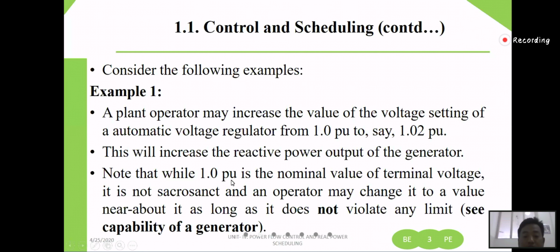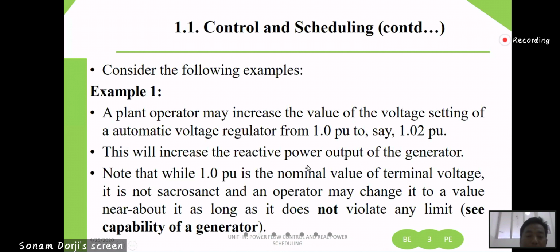And we have to know that 1 per unit is a nominal value of a terminal voltage. It is accepted that 1 is a nominal value, but we can go beyond the nominal value and set 1.02 by the operator. Okay, it is not compulsory that we have to set 1.0. So it can be set to 1.02, and then the operator may change it to a value near about that, as long as it does not violate any limit. Okay, so see the generator capability curve. Operator has flexibility to set 1.02 or near about this one, like 50 hertz. So that's why we are accepting 49.5 hertz. We can say that it's okay.